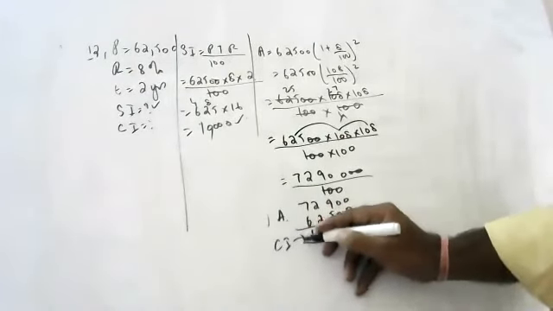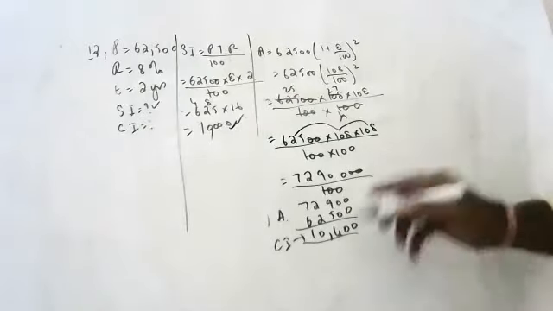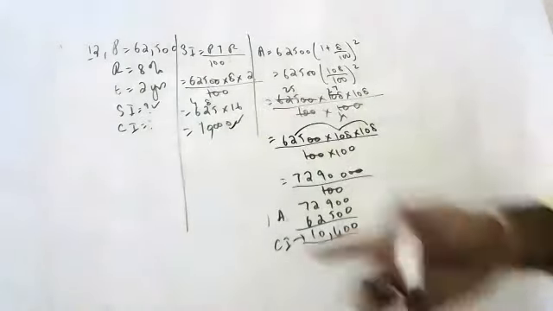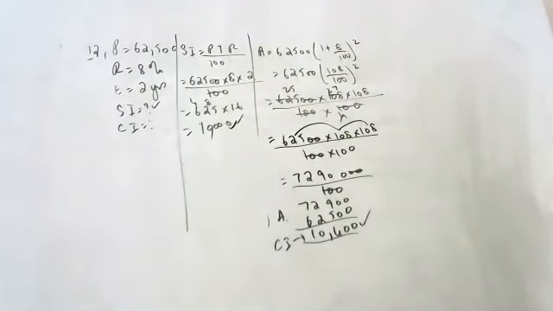This is correct. Compound interest should be more than simple interest. So I am taking 10,000 on simple interest and giving someone compound interest. I got 400 rupees as a gain.